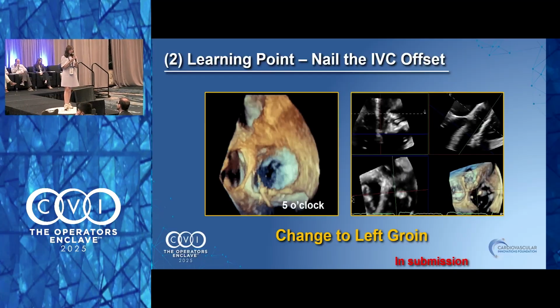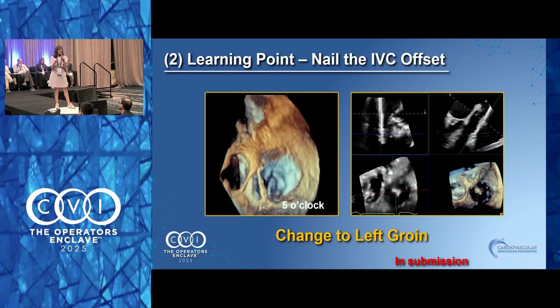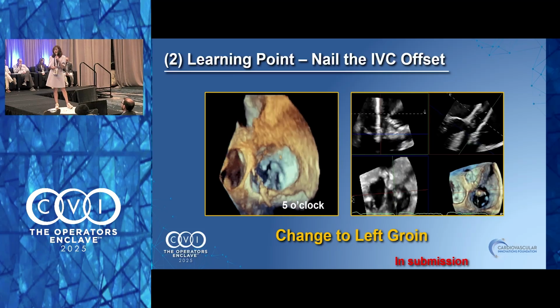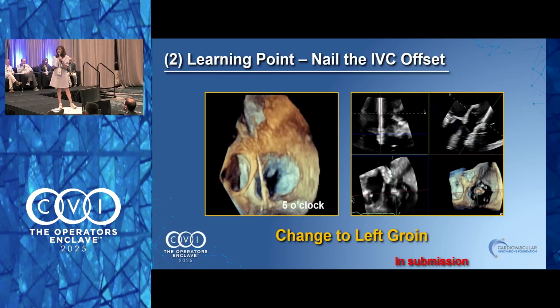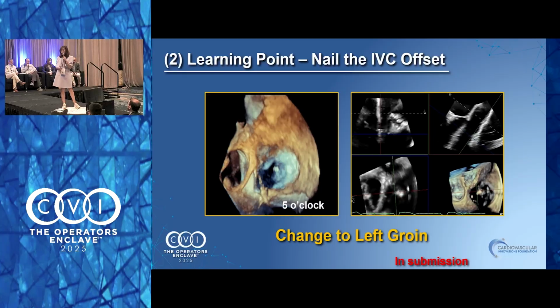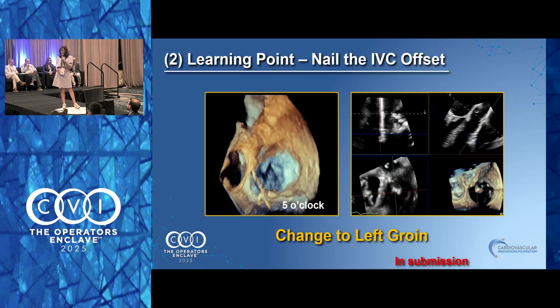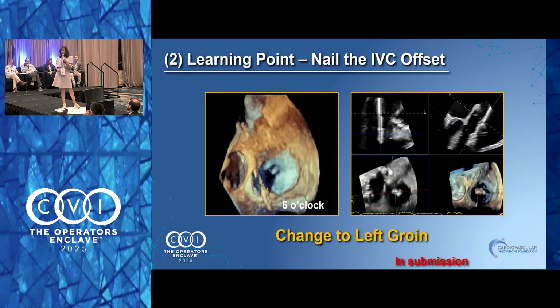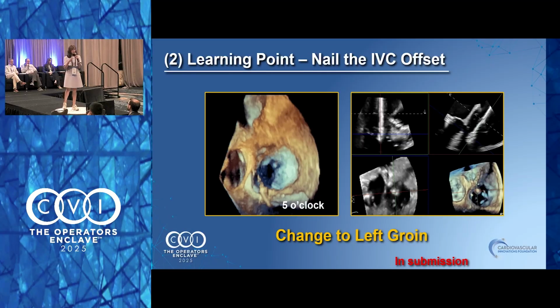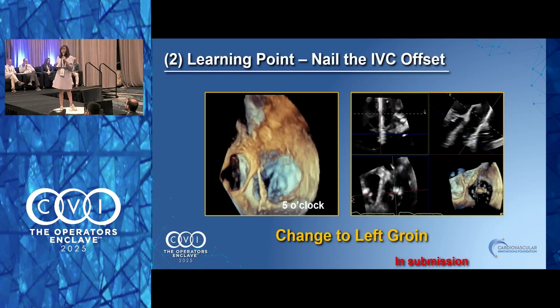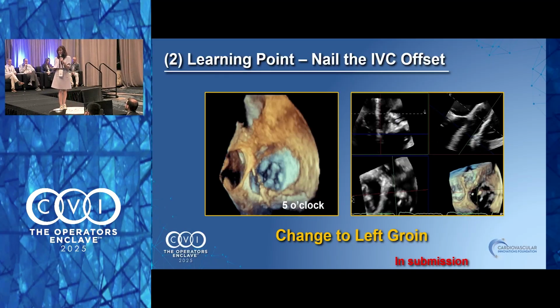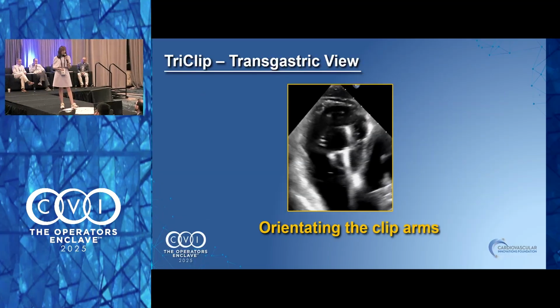From the bicaval view, you can see the perpendicularity of it, certainly much better in terms of maneuvering into the tricuspid. So this is certainly one of the tips and tricks that we learned, and something you could practice with your imager back home in terms of nailing the IVC offset from a TEE perspective, besides CT, okay? So that's the second learning point.